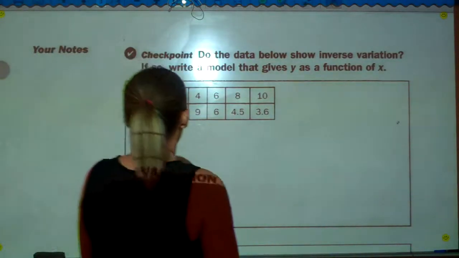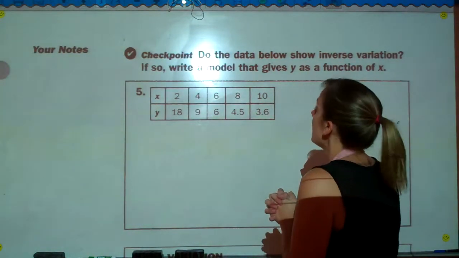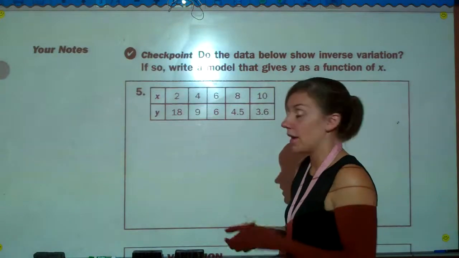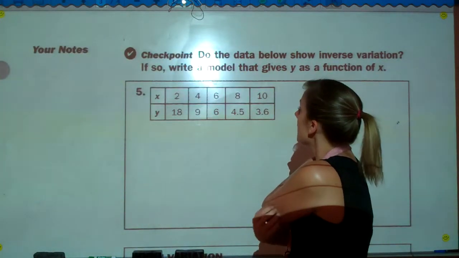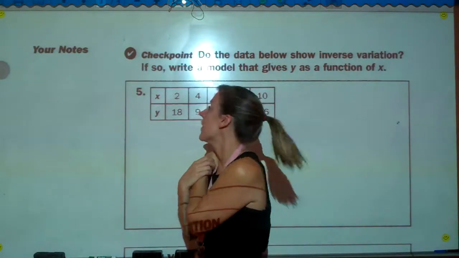Alright guys, so we're going to practice this one more time, the inverse variation relationship. And it says, do the data below show inverse variation? Alright, so we're going to do that first. And then if so, write a model that gives the function. So let's just write the equation, okay?